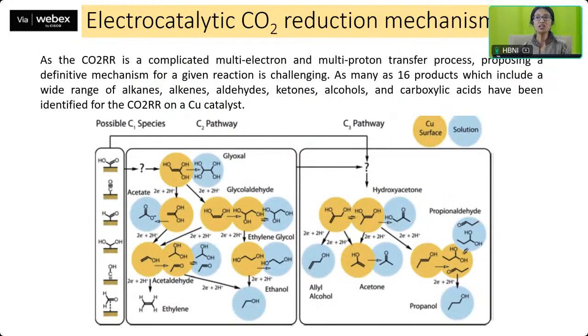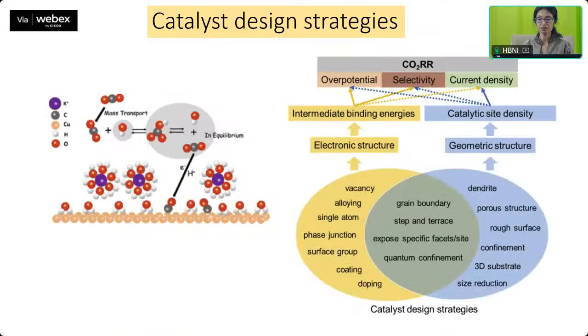You have to understand this carbon dioxide reduction reaction is a complicated multi-electron and multi-proton transfer process. So proposing a definitive mechanism for a given reaction is very challenging. There are almost 16 products, which include a wide range of alkanes, alkenes, aldehydes, ketones, alcohols, carboxylic acids, that have been identified when you are using a copper catalyst for this reaction. You can see there are various kinds of possible C1 pathway, C2 pathway, C3 pathway, which are happening when you're having a copper surface and solution. So catalyst design strategies are very important in this case.